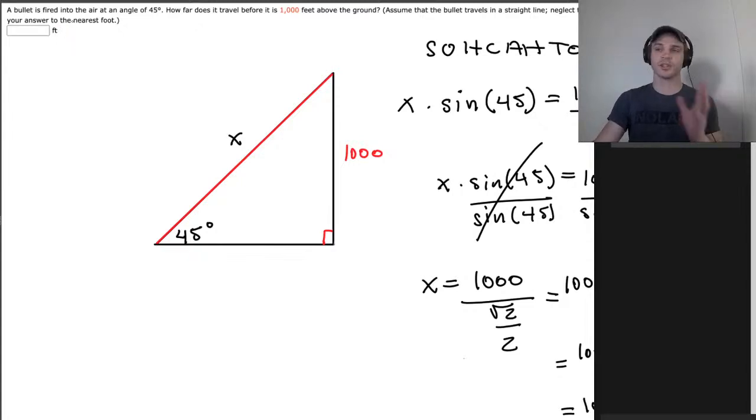Oh, okay, so this is great. If you're paying attention to the instructions, the last little tidbit that they give us here is give your answer to the nearest foot. So with this, you actually know that you need to get an approximation for this root 2. So I'm going to go to my calculator.